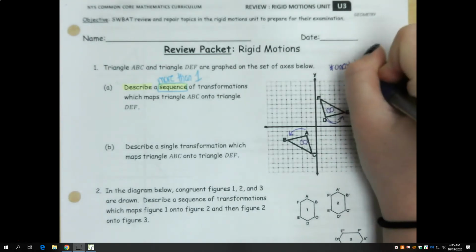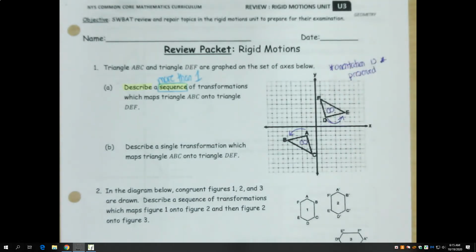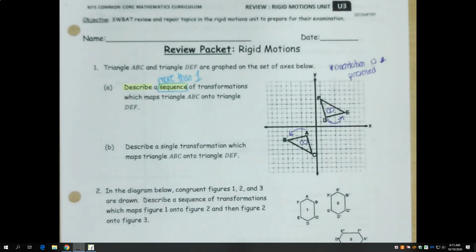All right, we got that down. Orientation is preserved. So if I want to describe a sequence, it has to be a rotation and it must be a translation, right? I want these two triangles to map right on top of each other. So I would have to translate one to the other and then rotate around. I could rotate first and then try to translate after. I like to translate first, get it out of the way, and then the rotation usually becomes a little bit easier to follow.